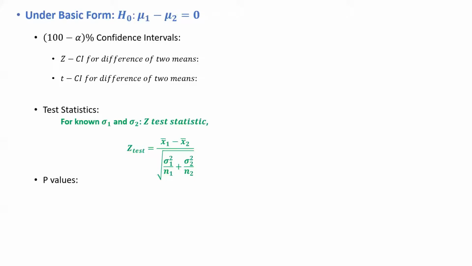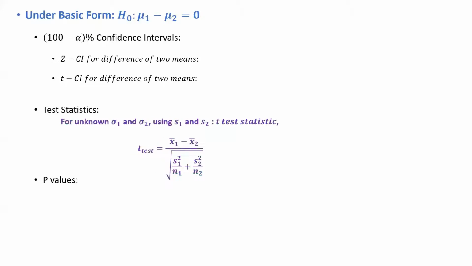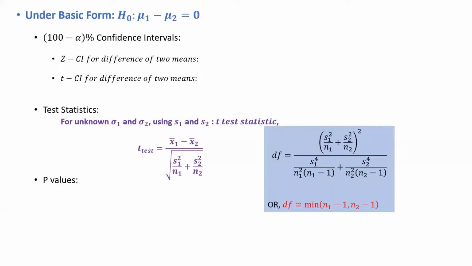If we don't know sigma 1 and sigma 2, then we use the sample estimates S1 and S2 and calculate the t-test statistic, which is given on the screen. The t-test statistic will also need the degrees of freedom. Exact degrees of freedom is given by this equation. Since it's complicated, some people also use an approximation, which is taking the minimum of n1 minus 1 and n2 minus 1.